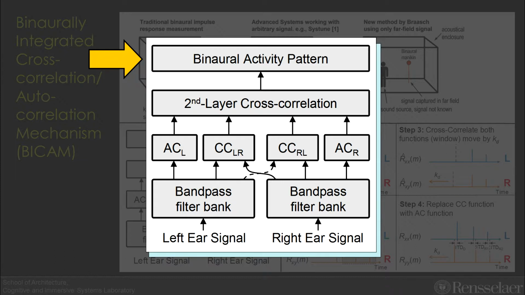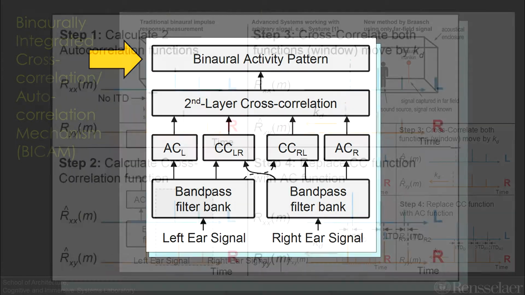And then on top of that, I'm going to explain this all in stages. We're going to compute the binaural activity pattern, and we do that by using a running cross-correlation on top of the two time-aligned autocorrelation functions. So let's look at the temporal performance of this model.